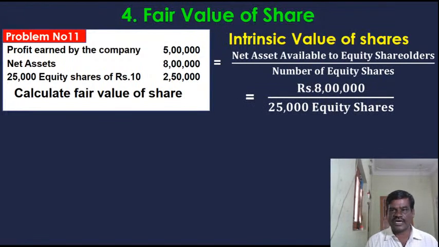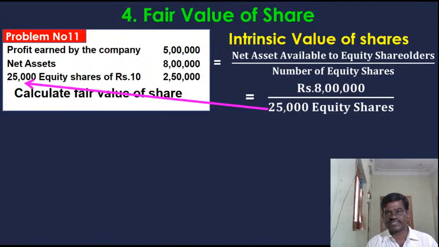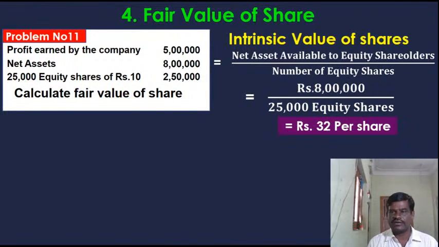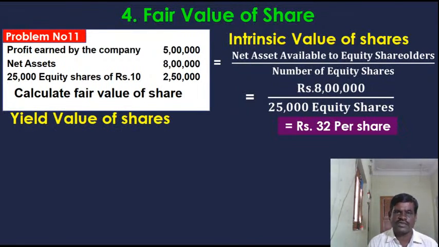The net assets available to equity shareholders given in the problem are rupees 8 lakh, divided by 25,000 equity shares. What is the intrinsic value of a share? Rupees 32 per share.